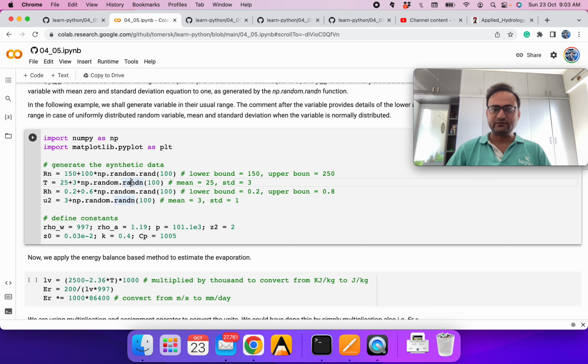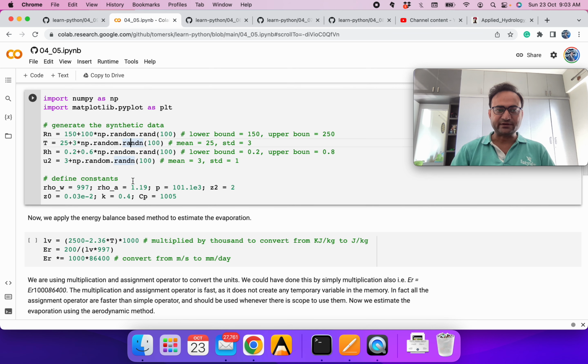Here we are defining with mean of 25 and standard deviation of 3, the way we discussed how we can compute. So now we are taking not the standard normal distribution or the standard uniform distribution. We are defining our own range, our own mean and standard deviation, our own parameters. We'll take some standard constants with reasonable values, not some random values.